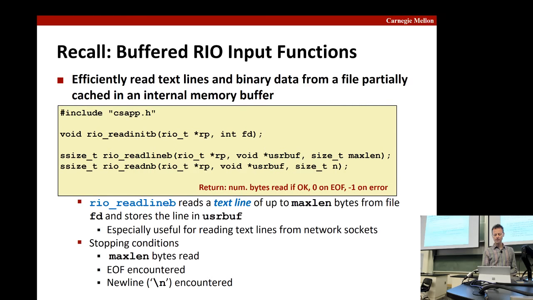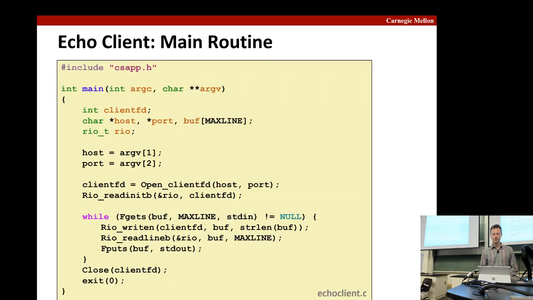When we're doing reading, we're reading from a buffer. Okay, so it reads a text line of up to max length bytes from the file denoted by this file descriptor and stores it in this user buffer, and it's especially useful for reading text lines from network sockets, which is what this whole thing's about. It has the stopping conditions that you hit the max length bytes read, you encounter an end of file, or you encounter a newline. Okay, that's why it says text lines, right? So every time you encounter a newline, you consider that one done with. Okay, so that's sort of the review.